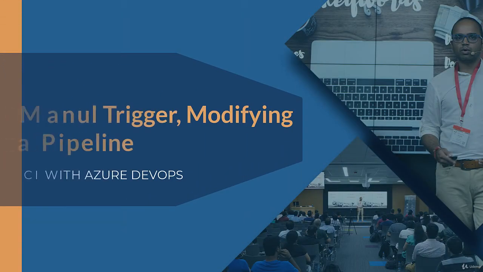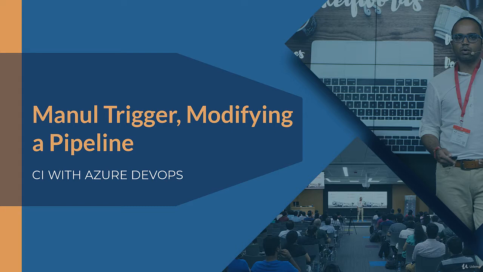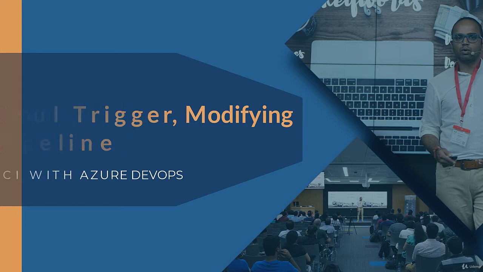In this lesson, you're going to learn how to trigger the pipeline run manually instead of an automated run, and also how to edit the pipeline YAML code and trigger that automatically to see the changes.